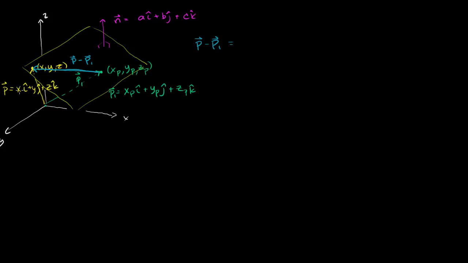So it's going to be x minus xp i plus y minus yp j plus z minus zp k. And we just said this is in the plane, and the normal vector is normal to the plane. You take their dot product, it's going to be equal to 0. So n dot this vector is going to be equal to 0, but it's also equal to this a times this expression. I'll do it right over here. So let me find some good colors.